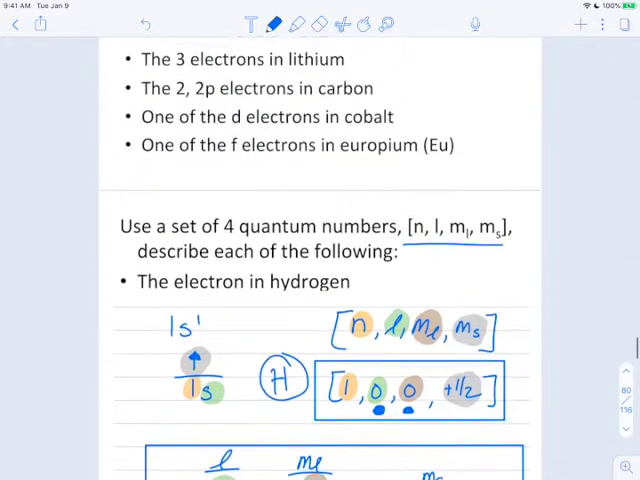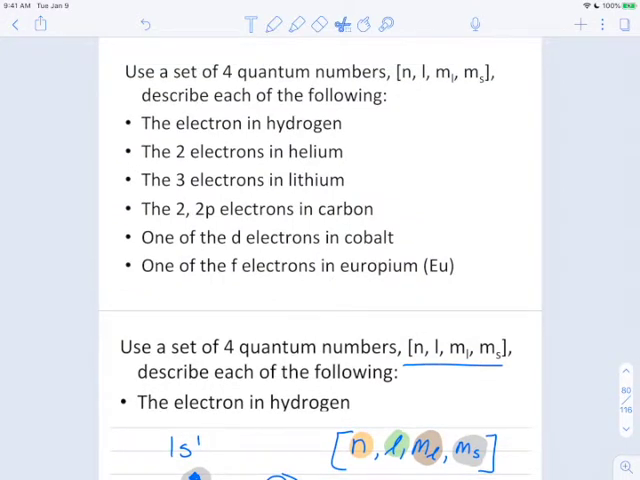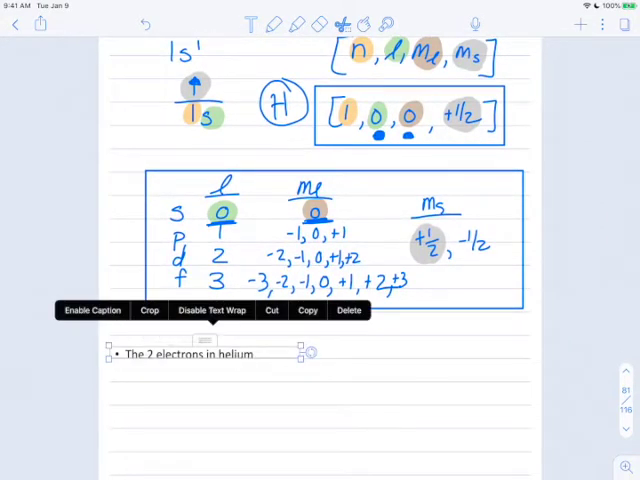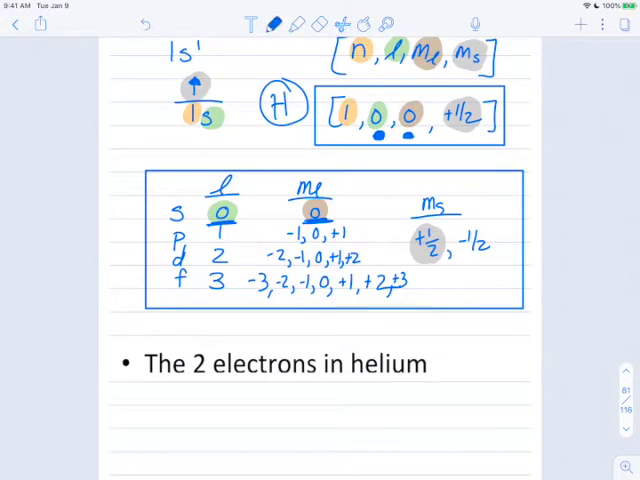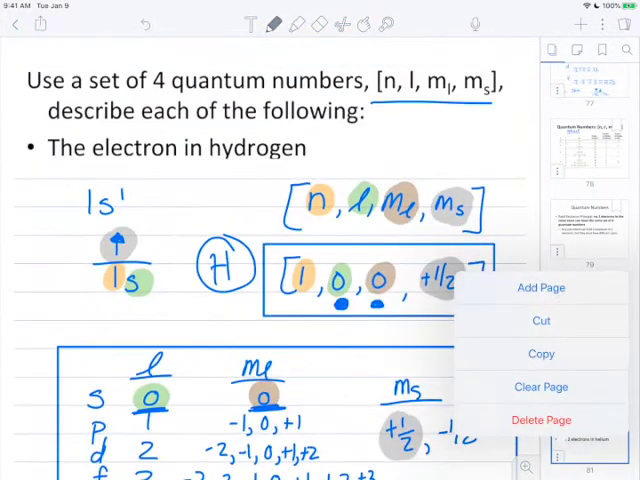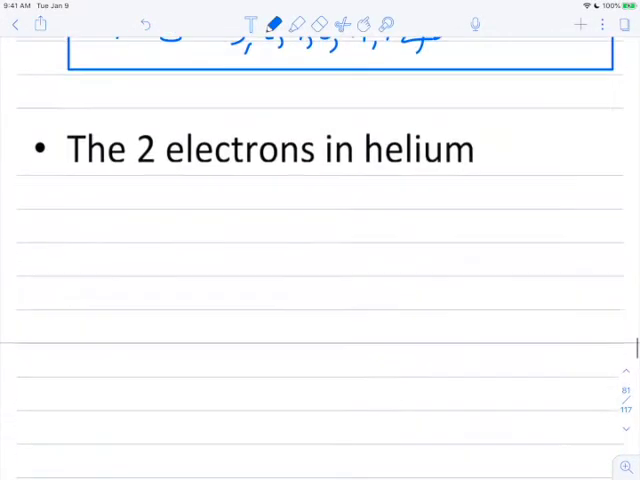All right, so next up, we have helium. Helium has an electron configuration of 1s2. Any questions on why helium is 1s2, or does anybody want me to show on the periodic table how I got that 1s2?